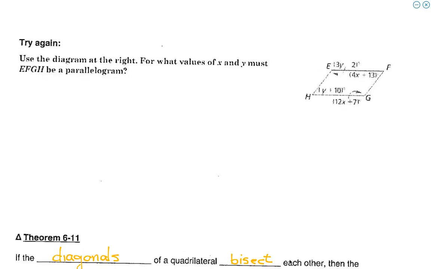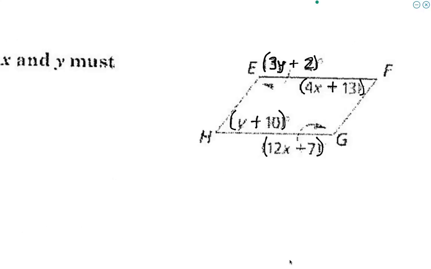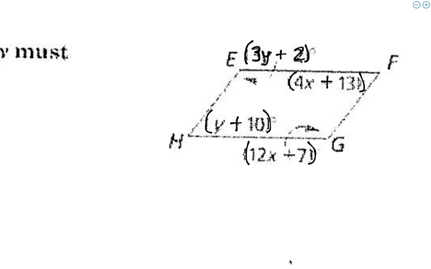All right, using the diagram at the right, for what values of x and y must EFGH be a parallelogram? So this time they give us the angle measures. We could try and say that opposite angles here are congruent. So these opposite angles here are congruent. Notice when I do that, I involve x's and y's. We can try and go that route, but we're going to try to avoid that, just like we were able to avoid that in the previous problem. We know that consecutive angles must be supplementary. So that means that I'm going to go with E because they both have y's. I'm not going to go this way quite yet.